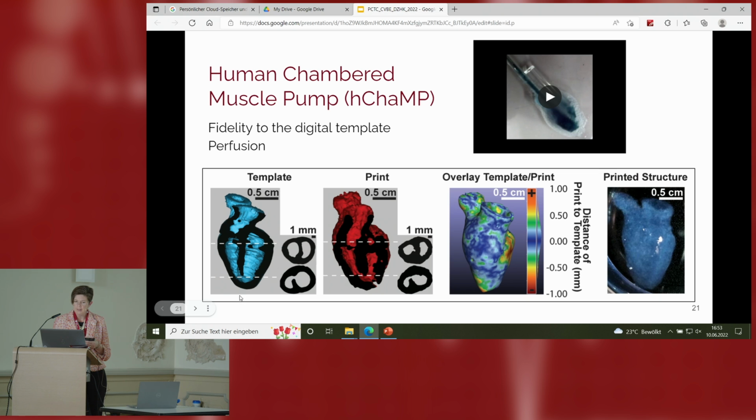This is what a cross-section of the digital template looks like. Here's our print. It's actually pretty low resolution compared to some other things we printed, so it's about 300 to 400 micron resolution, and the walls are about 1 millimeter thick. And this is what the structure looks like ultimately. This is the overall fidelity.